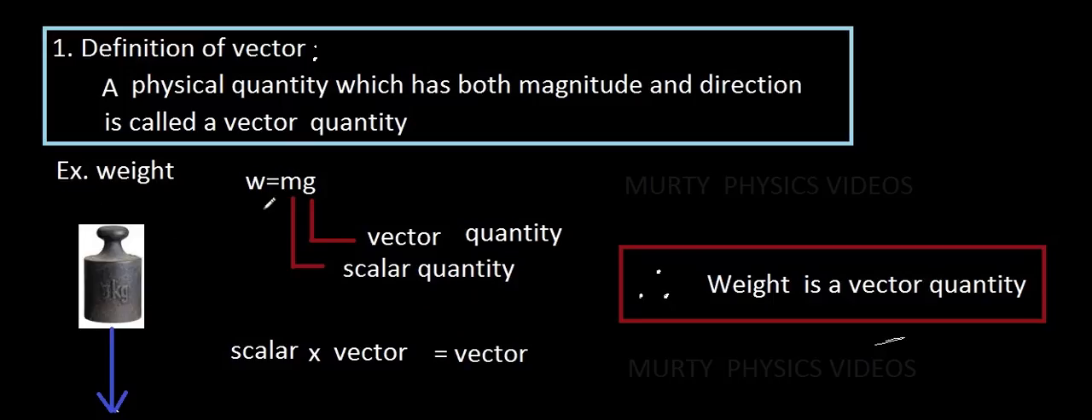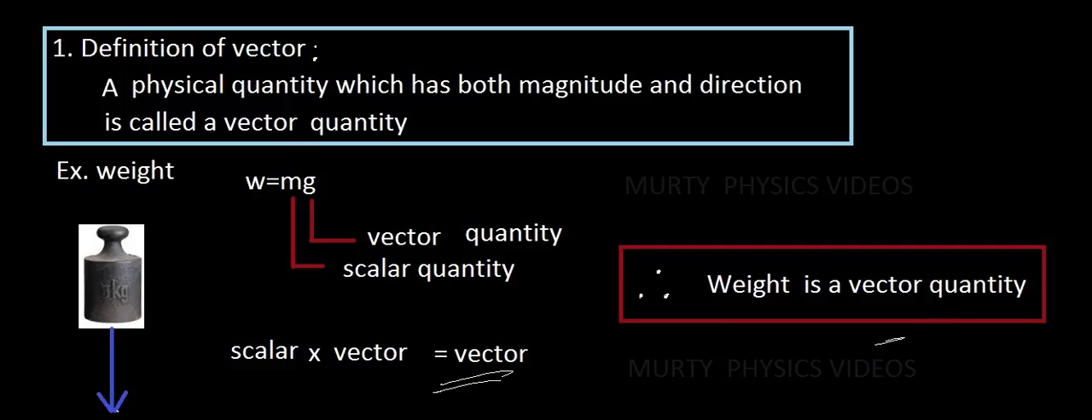In other words, W equal to mg, weight equal to mass into acceleration due to gravity. Here mass is a scalar quantity and acceleration due to gravity is a vector quantity. The product of scalar and vector is a vector quantity. Therefore, the weight is a vector quantity.